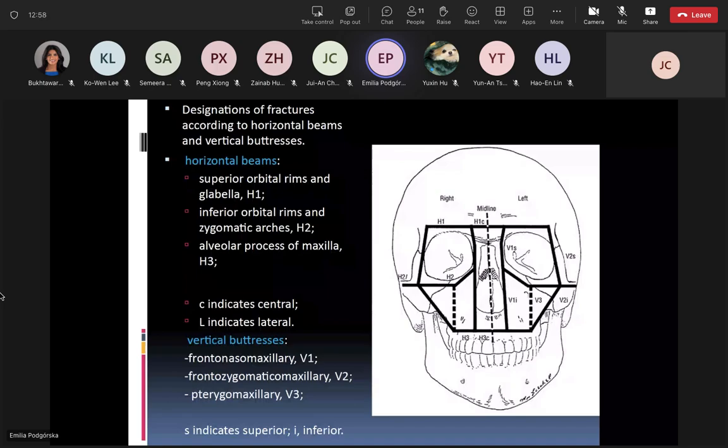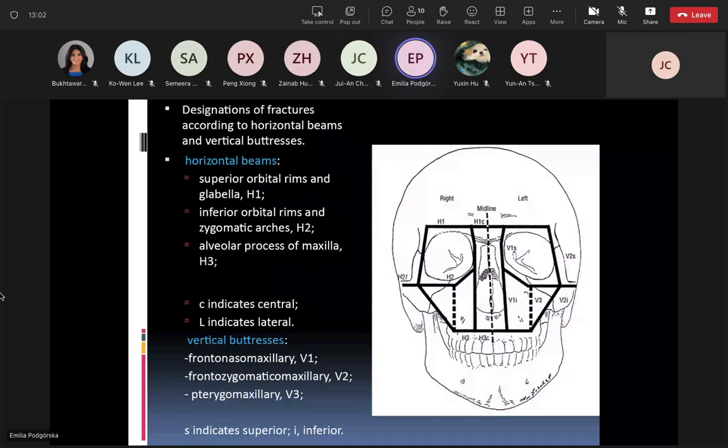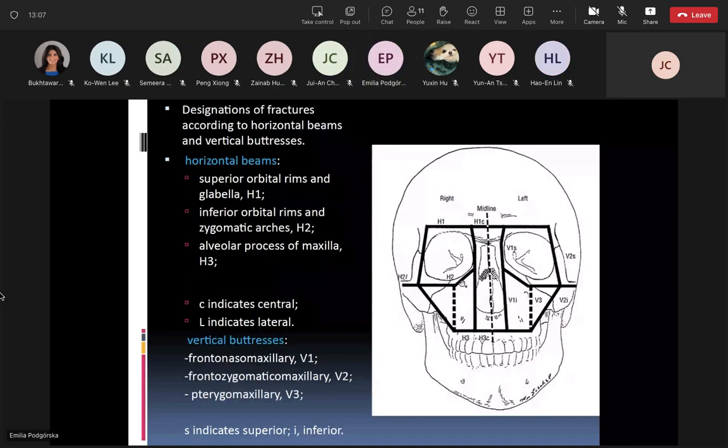Inferior orbital rims and zygomatic arches, H2, and alveolar process of maxilla, H4. Indicates central and indicates lateral. Vertical buttress: frontal maxillary, frontal maxillary, and pterygomaxillary.